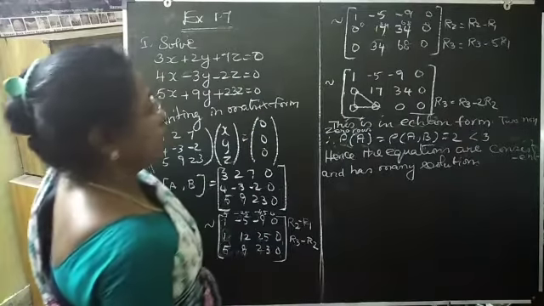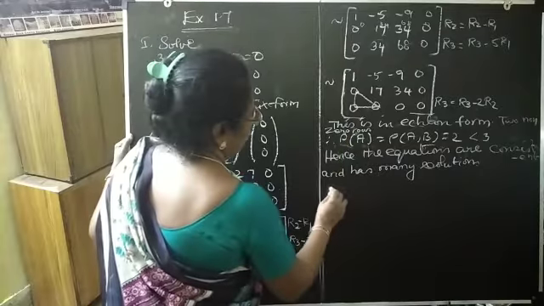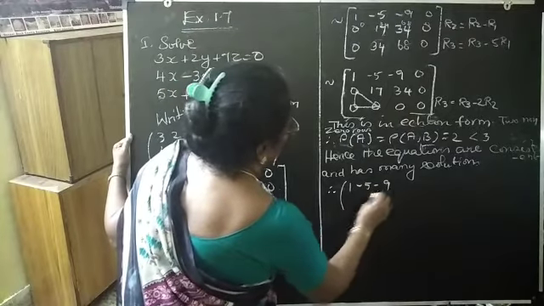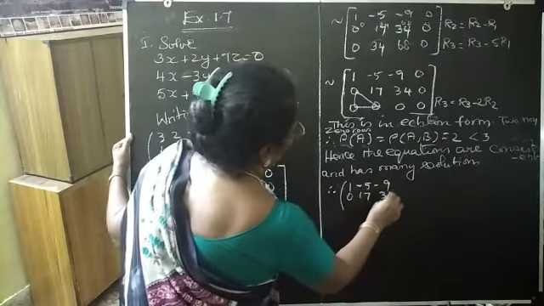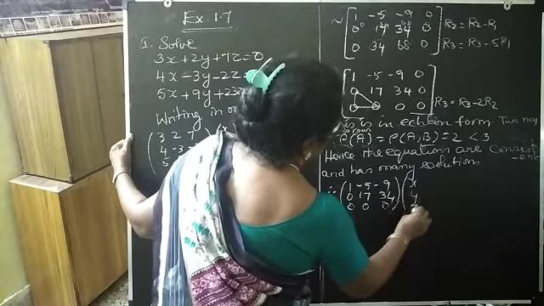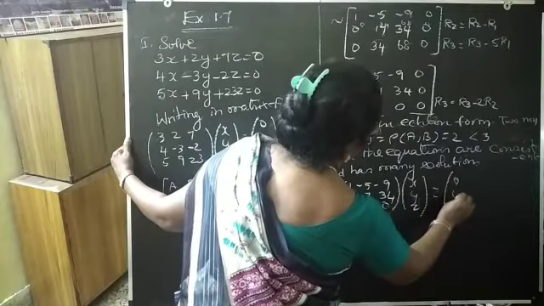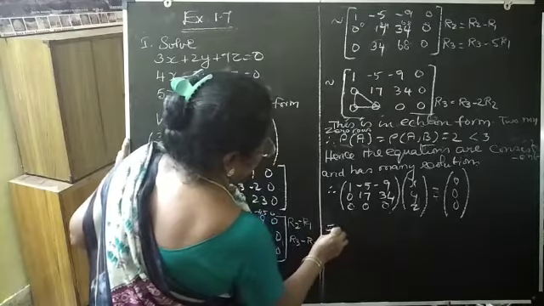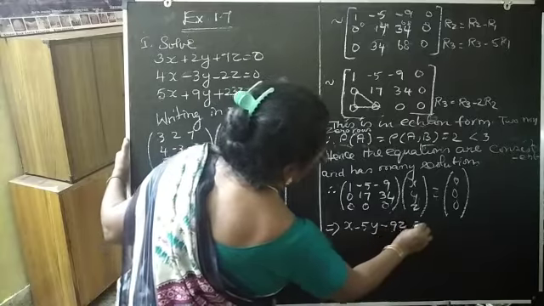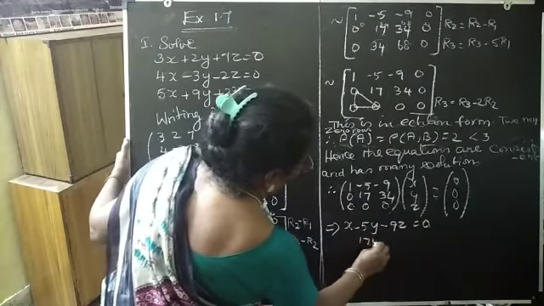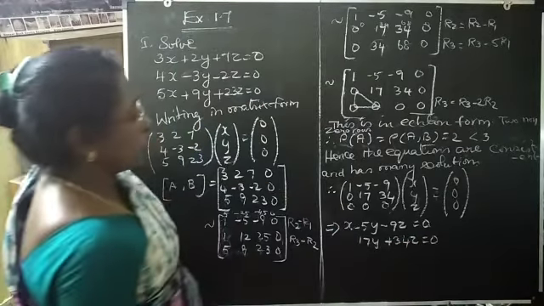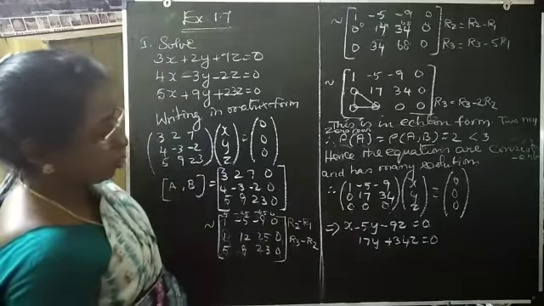Okay, so we are going to rewrite again in matrix form. Therefore, it is going to be 1, minus 5, minus 9, 0, 17, 34, 0, 0, 0 into x, y, z is equal to 0, 0, 0. This gives you x minus 5y minus 9z is equal to 0, 17y plus 34z is equal to 0. So here there are three variables and we have only two equations.